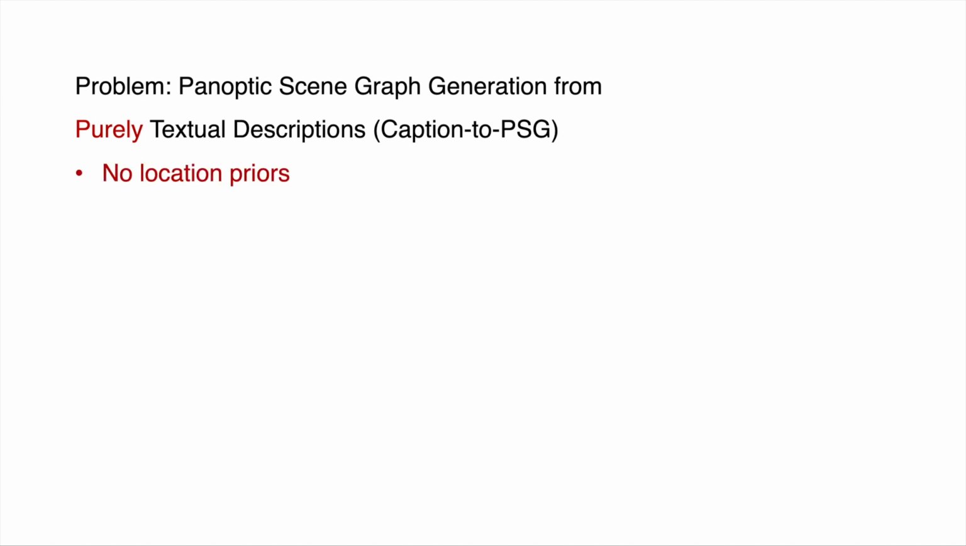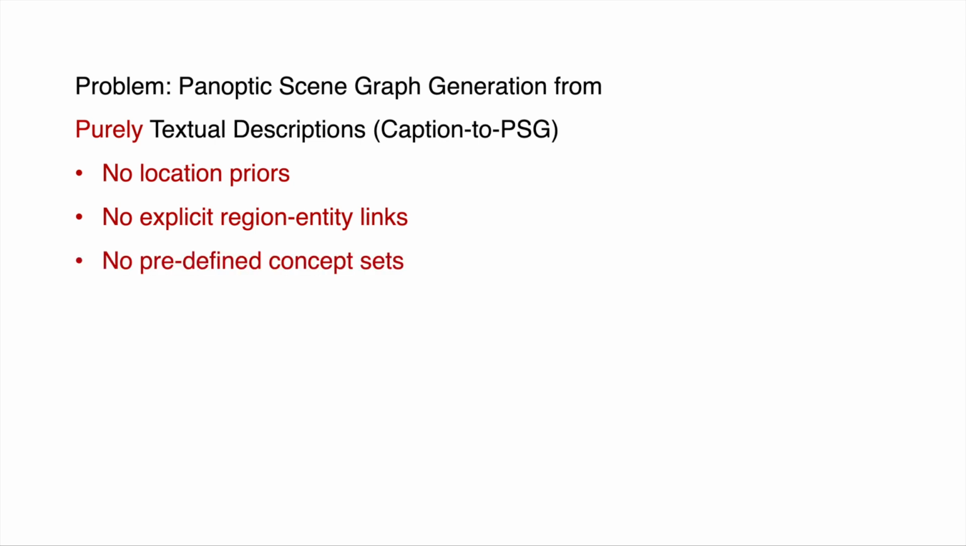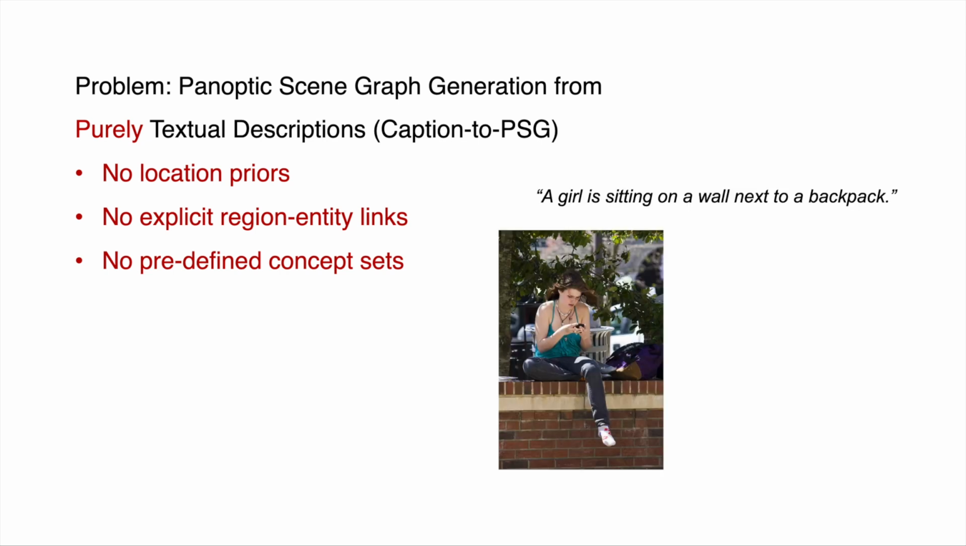First, only image caption pairs are provided during training, without any location priors in either pre-trained region proposal networks or location supervision. Second, the explicit links between regions in images and entities in captions are not provided. Third, no concept sets are predefined, which means the target object semantic and relation predicate concepts defined for inference are unknown during training.